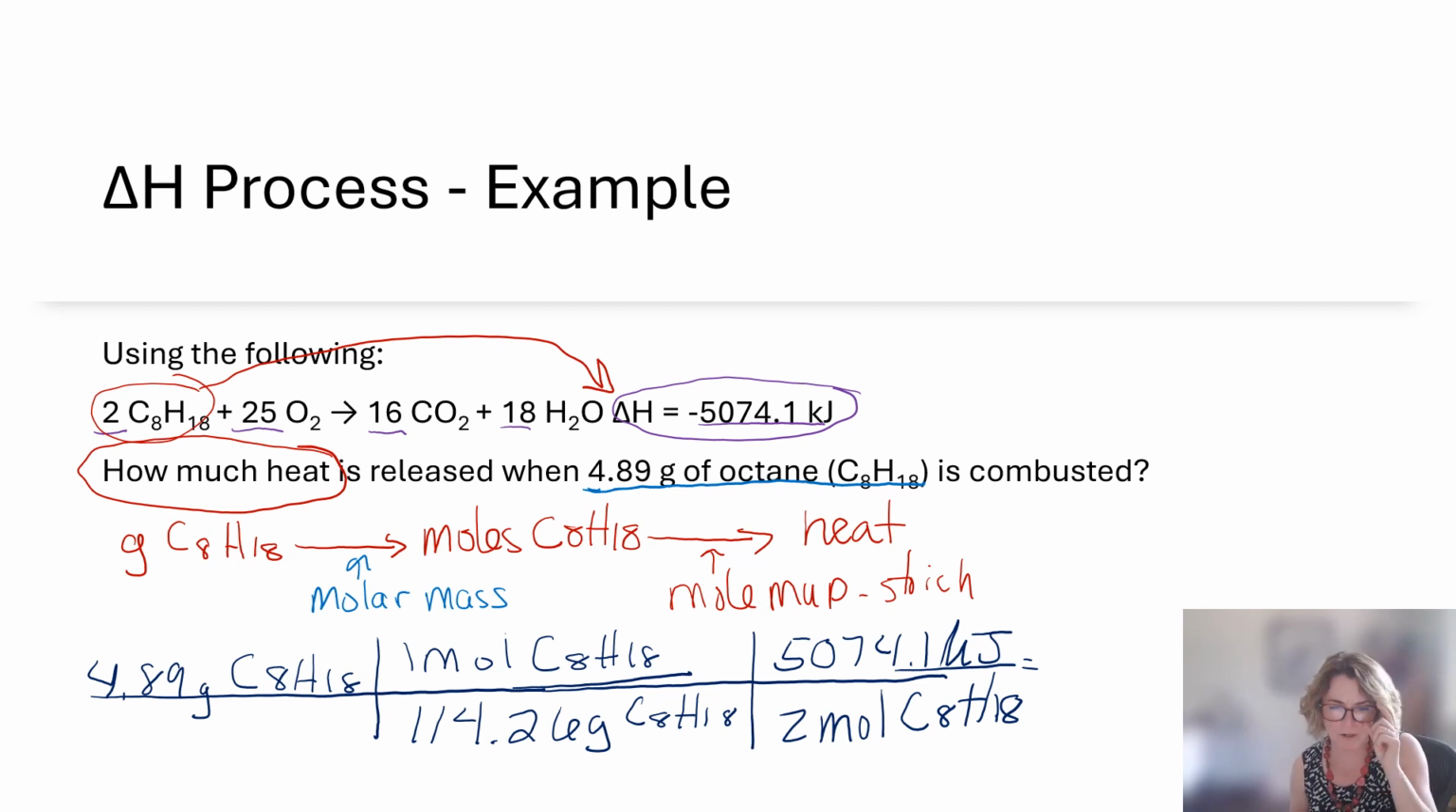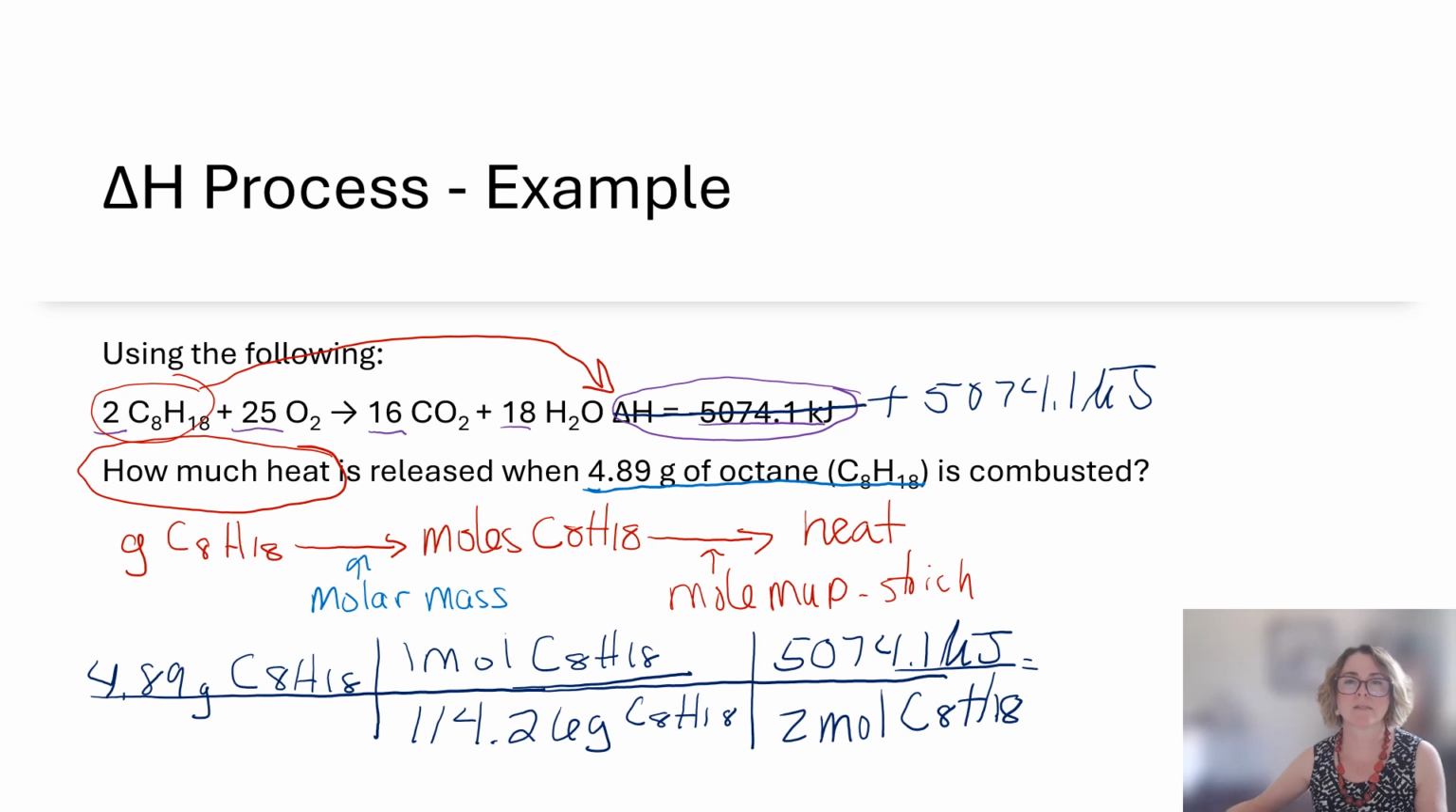One thing I want to point out is notice that in the problem we told you that delta H was negative. Remember that that sign is just telling you whether it's exothermic or endothermic. I could completely rewrite this whole balanced equation and tell you that 5,074.1 kilojoules was part of my overall balanced equation, and it's on the product side because this is an exothermic reaction. If I had told you delta H was positive, then it would have gone on the reactant side of the equation, and it would be endothermic.